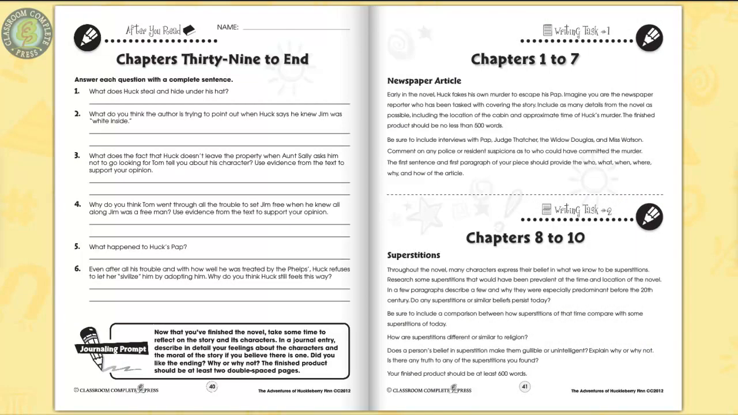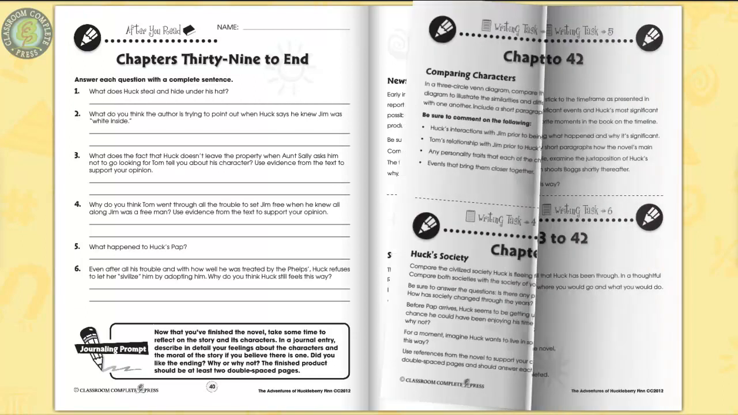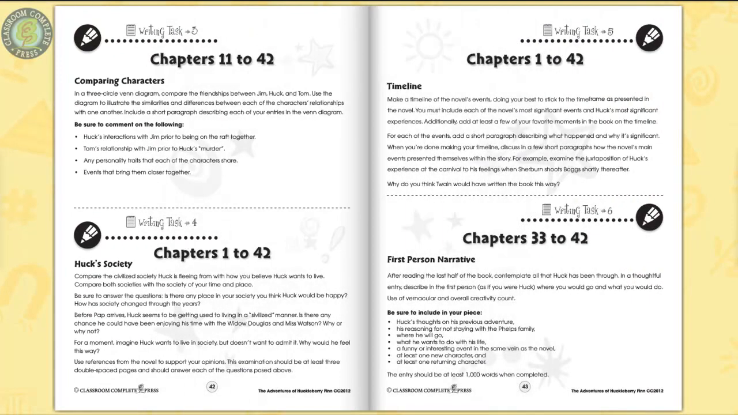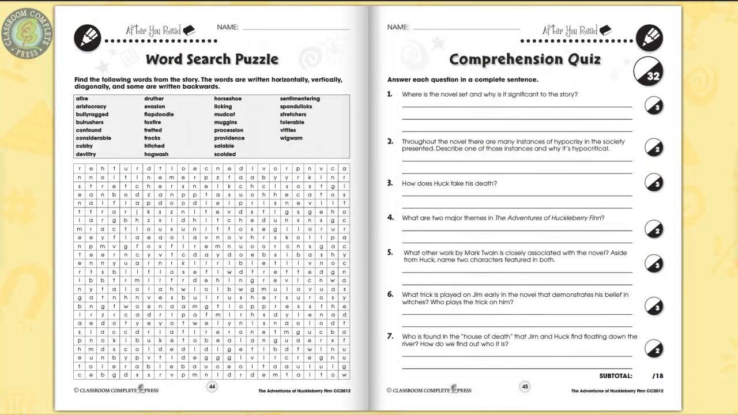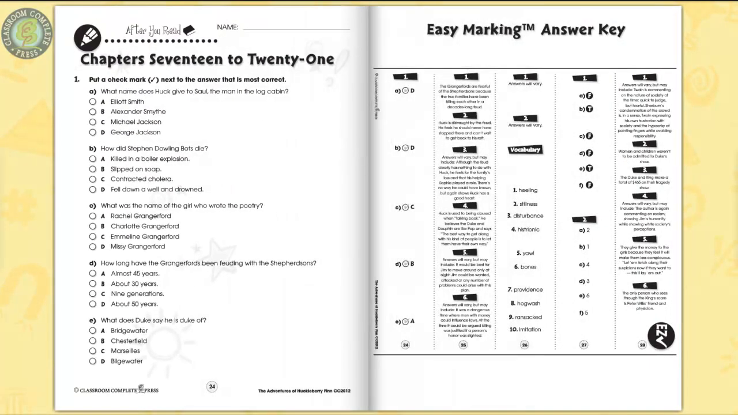6 additional writing tasks follow. Supplement an existing unit with in-depth writing tasks, such as comparing the friendships between Jim, Huck, and Tom in a 3-circle Venn diagram. A word search puzzle and comprehension quiz ends the unit. The easy marking answer key works by lining up perfectly with the matching question pages.